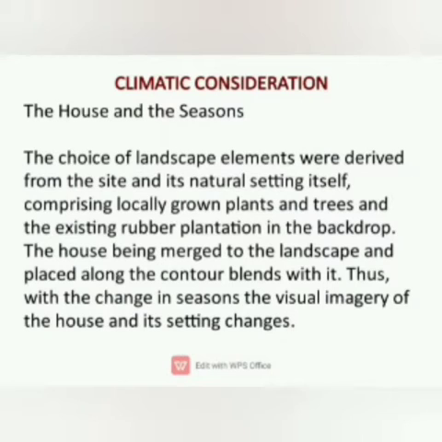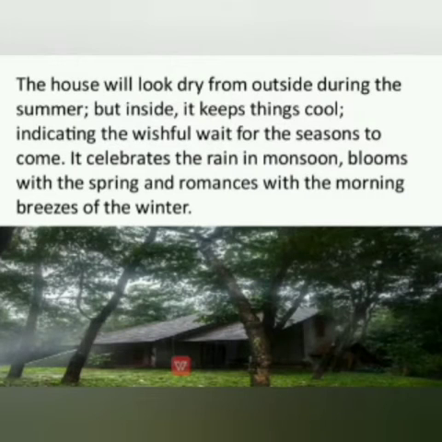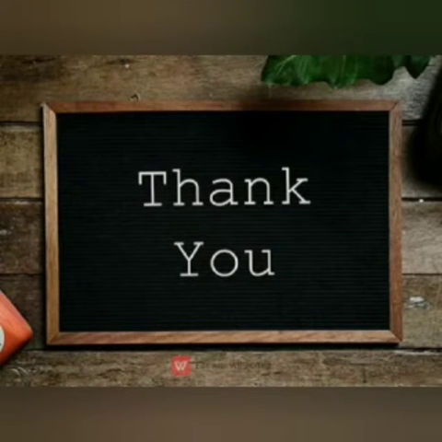The house is merged to the landscape and placed along the contour, so it blends with it. Thus, with the change in seasons, the visual imagery of the house and its settings changes. The house will look dry from outside during the summer, but inside it keeps things cool. This is our Indian case study. Thank you for hearing. Now, Hadi will explain the foreign case study.